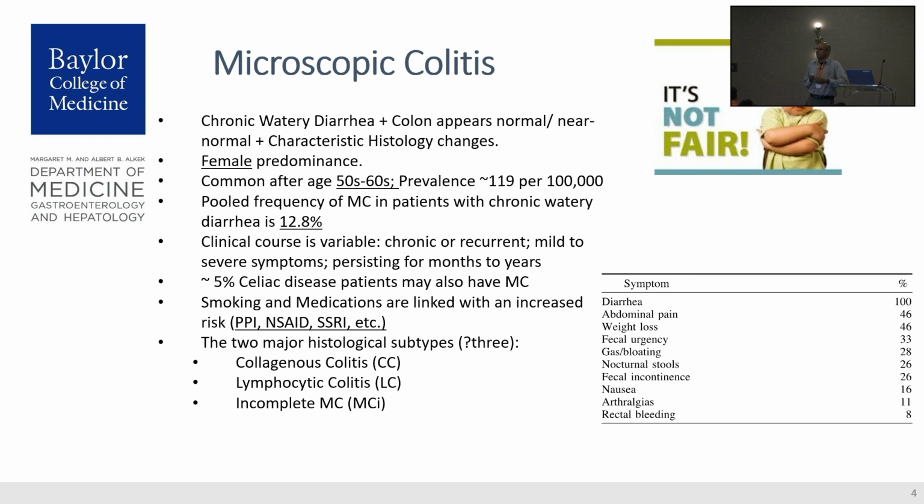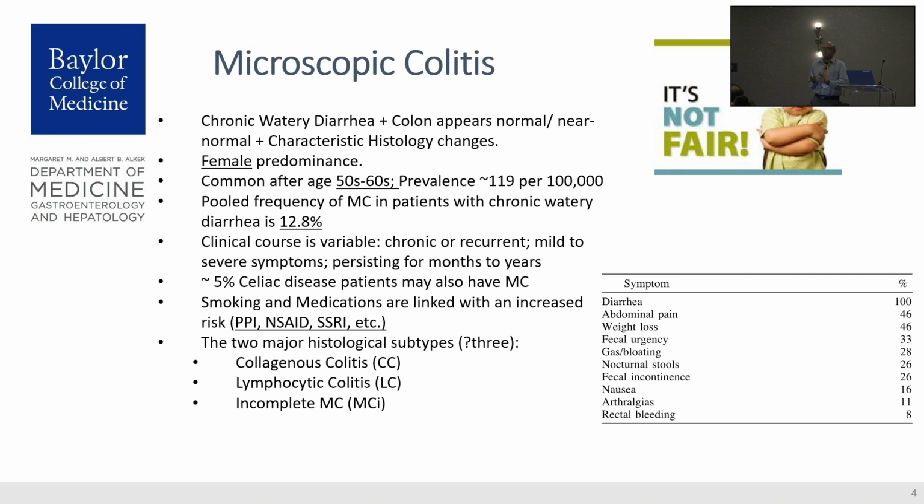Then the colonoscopy looks normal or near normal. Again, Cassandra touched on that. With higher definition colonoscopies, you can see some subtle changes, and if you put in a lot of air, you can even see some air artifacts. And then, of course, the pathologist will confirm this as a pathology diagnosis. In a true population of chronic diarrhea, this diagnosis, microscopic colitis, could be as high as 12.8%. They are female predominant, in their 50s to 60s.